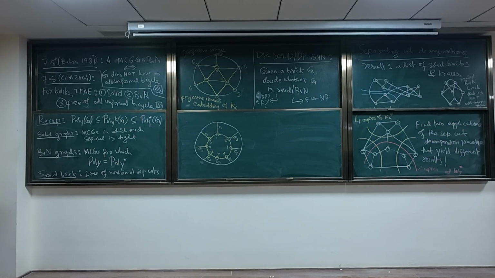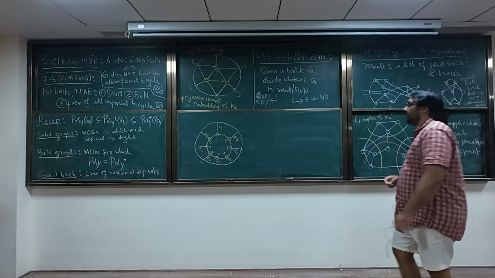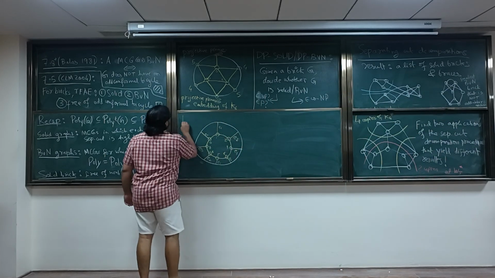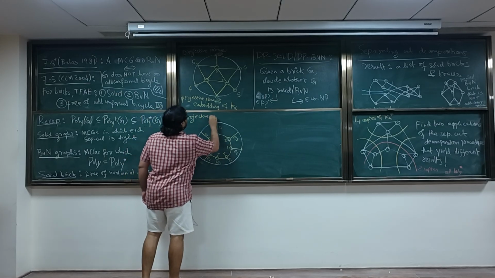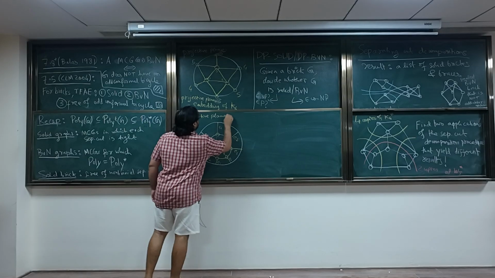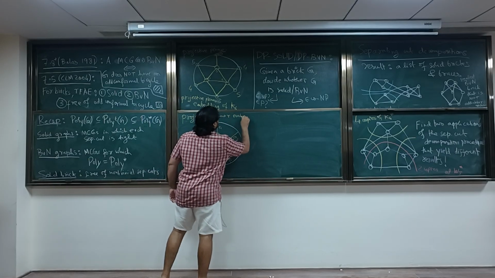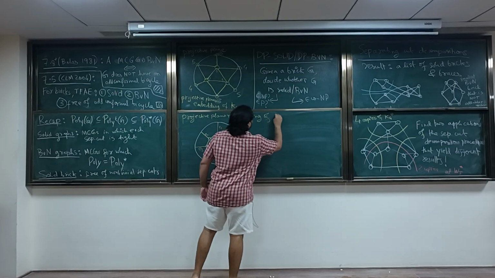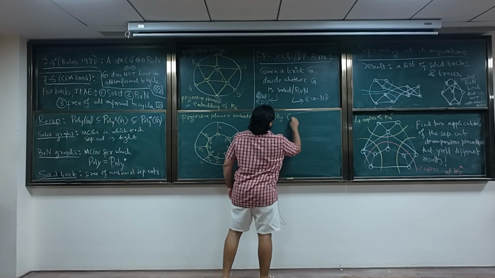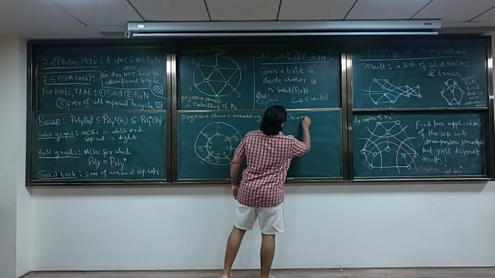Yeah, that's a drawing of the Mobius ladder on the projective plane without any crossings, right? So this is also famously called the Wagner graph.